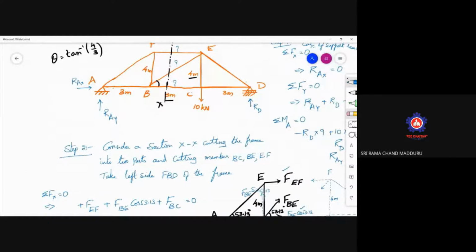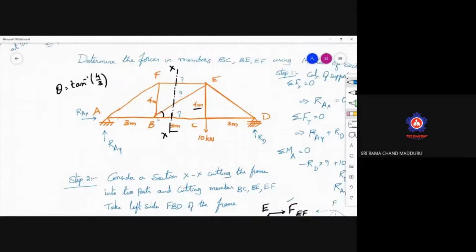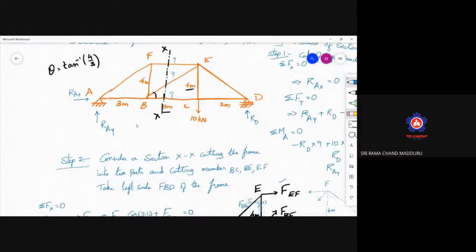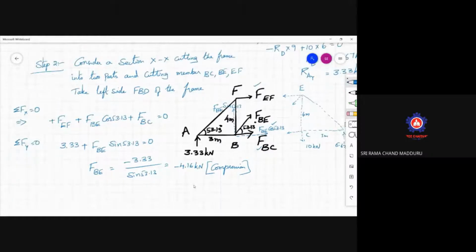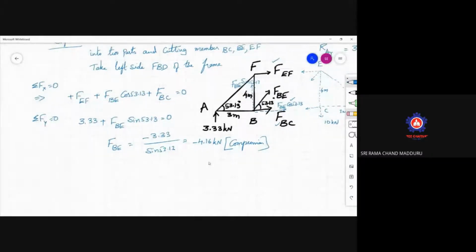Okay. Here the thing is, this is B, this is F. Only the letter is to be modified. However, the forces are the same. This is F, but remaining all the things are the same, and this will become E. So FBE is minus 4.16 kilonewtons.